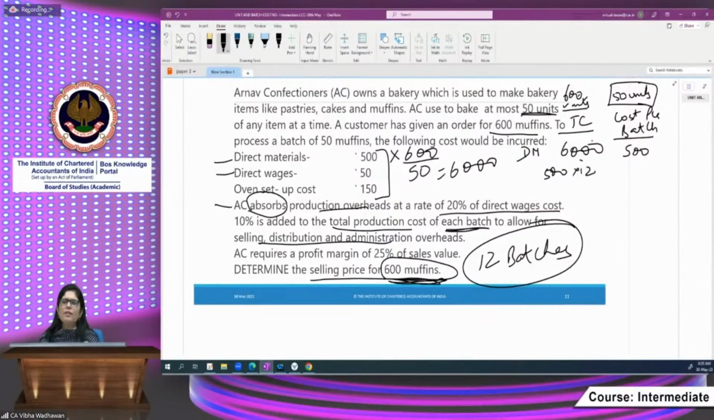You know there are 12 batches to run. In one batch, 50 units. So how many batches to produce 600 units? 12 batches, and 500 is the cost for one batch. So 500 into 12 you can do, or you can do 500 into 600 divided by 50. Clear? So any which way you can calculate. I hope students you are understanding what I'm trying to explain.